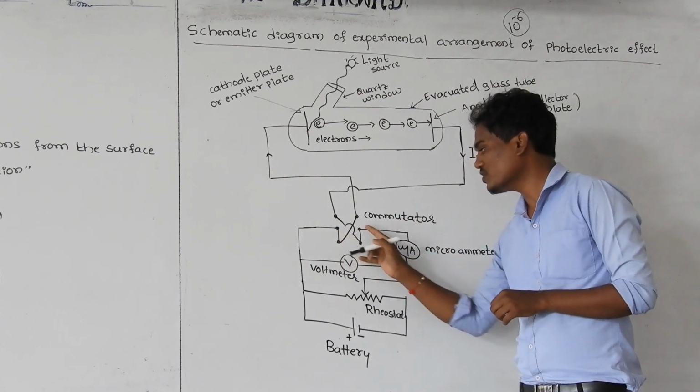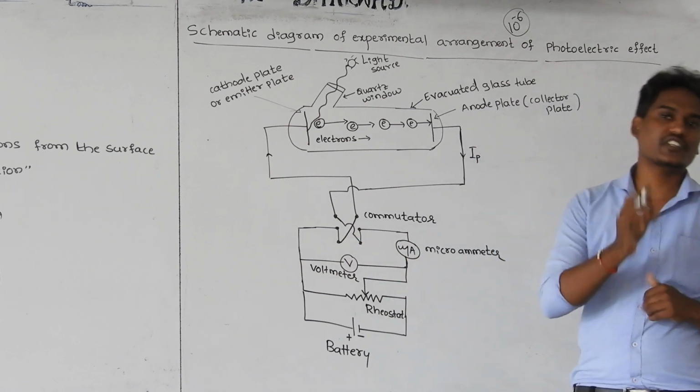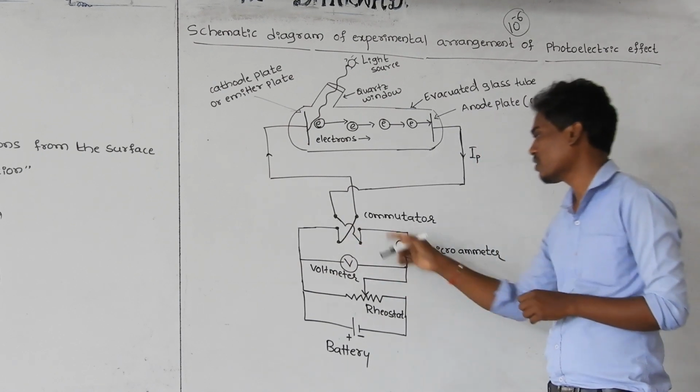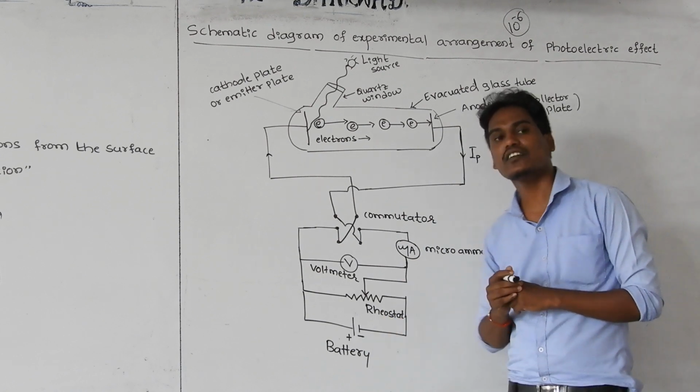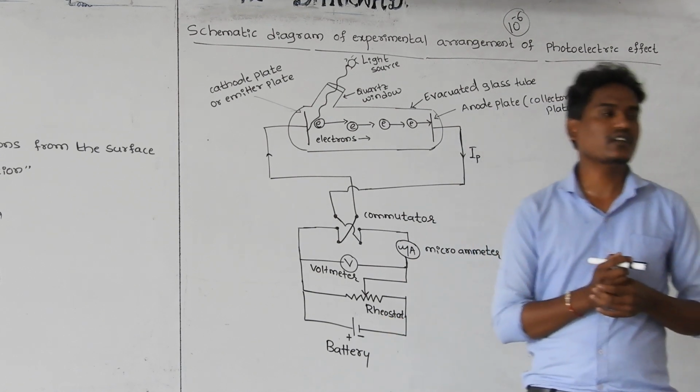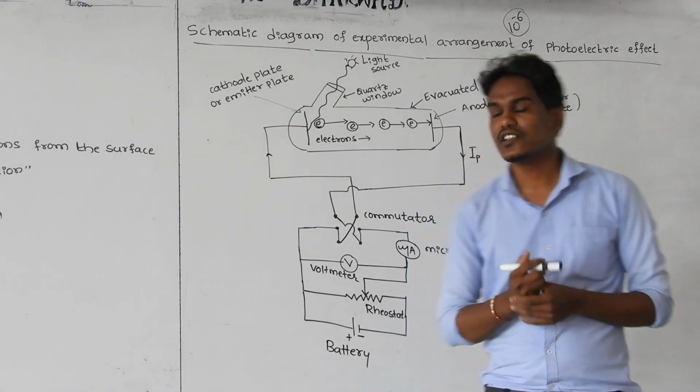Here a multi-switch system is there. That multi-switch system can be called a commutator. And next one is the rheostat. The rheostat is an electrical instrument. It can control the current in the circuit.